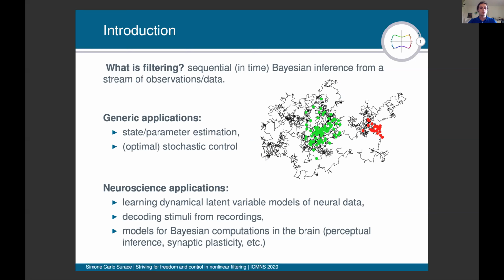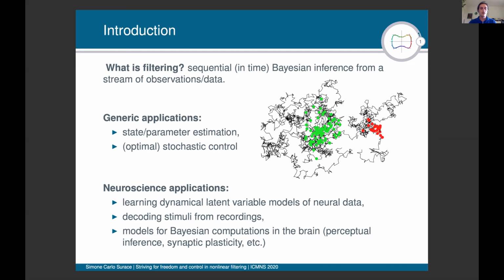Essentially, every time you want to estimate parameters, you have a built-in filtering or smoothing task, whether you use expectation maximization or a gradient-based approach for parameter estimation. And also for stochastic control in the presence of uncertainty, you also have to do filtering.